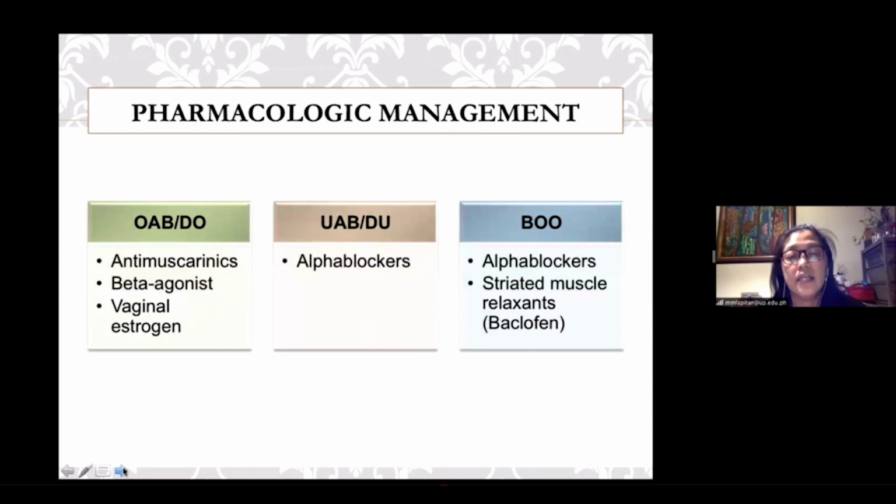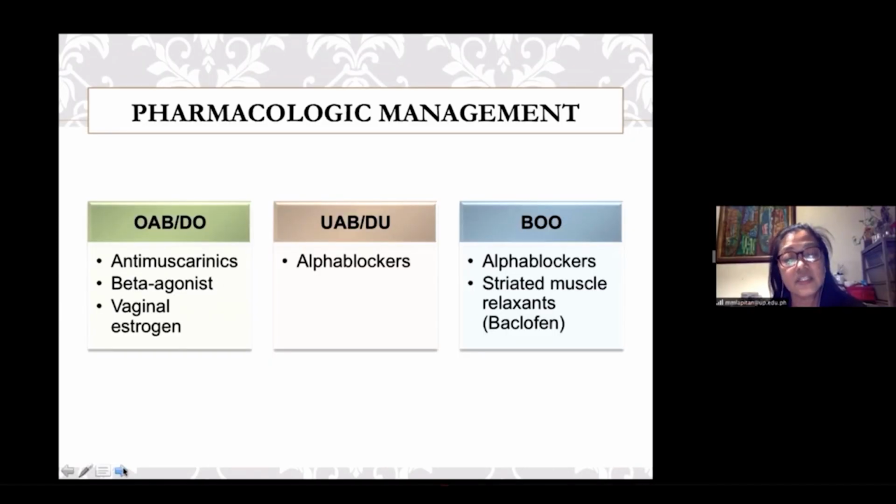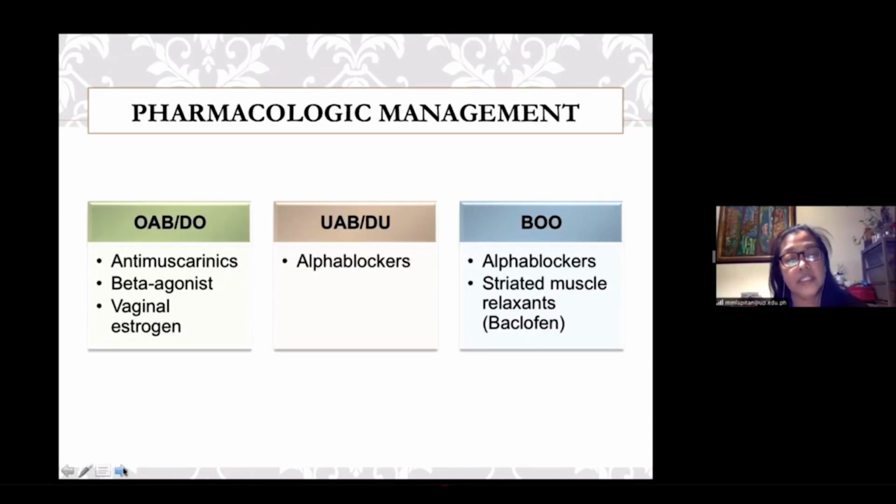Now, in the latest or soon to be out EAU guidelines on the management of female LUTs, the following drugs will be recommended for the management of these three conditions. Anti-muscarinic agents are the mainstay in the pharmacologic management of OAB, based on the efficacy and safety evidence from systematic reviews of trials comparing these drugs with placebo.